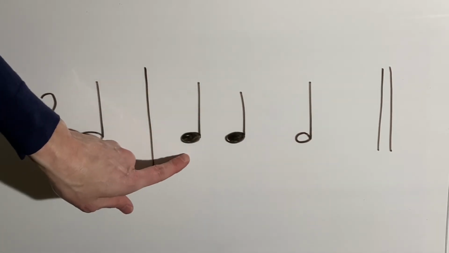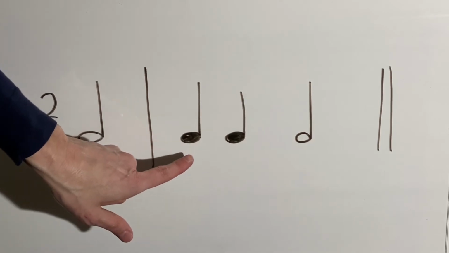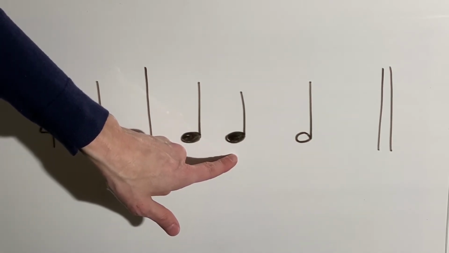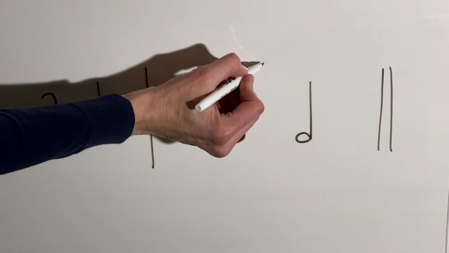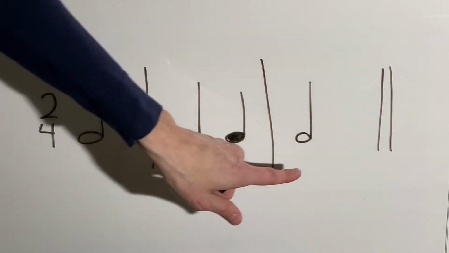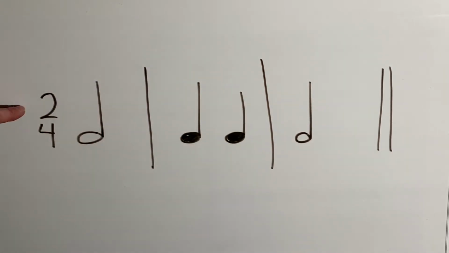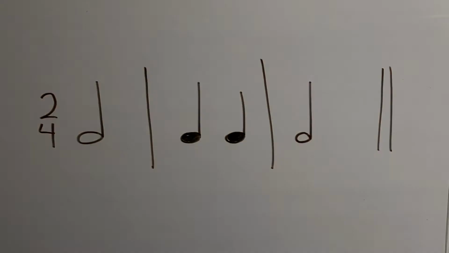Now next, I have a quarter and a quarter. So this is going to be 1, 2. Is my measure filled? Yep. I'm going to put another bar line. And then our last measure, I have a half note. Does that fill that measure in 2/4? It does. So this is correct. I have 3 measures in 2/4.